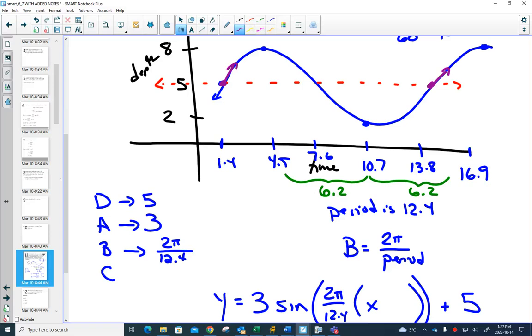Well, each of them have been shifted to the right. How do you show a shift to the right? You do minus. If you use the 1.4, you'd write minus 1.4. If you use the 13.8, you'd write minus 13.8. And both would be right.